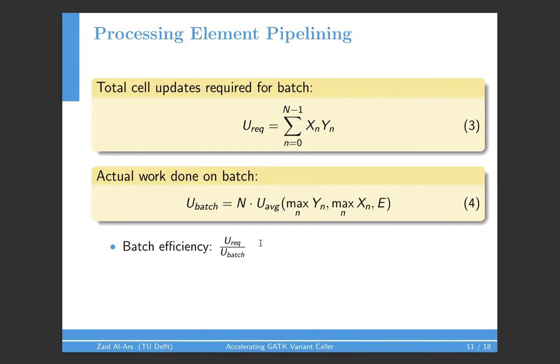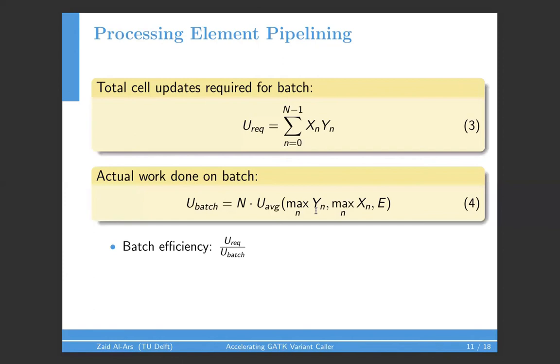The batch efficiency is calculated as the number of cell updates required in each one of these batches divided by the actual amount of work, or the actual number of updates performed in the batch. The number of updates required in each batch is calculated by multiplying the size of each sequence, which defines the size of each matrix to be filled out, and then adding all the matrices to be calculated in each one of these batches together, resulting in the total number of cell updates for the batch. However, the amount of actual work done in each batch scales up with the size of the maximum of the sequences.